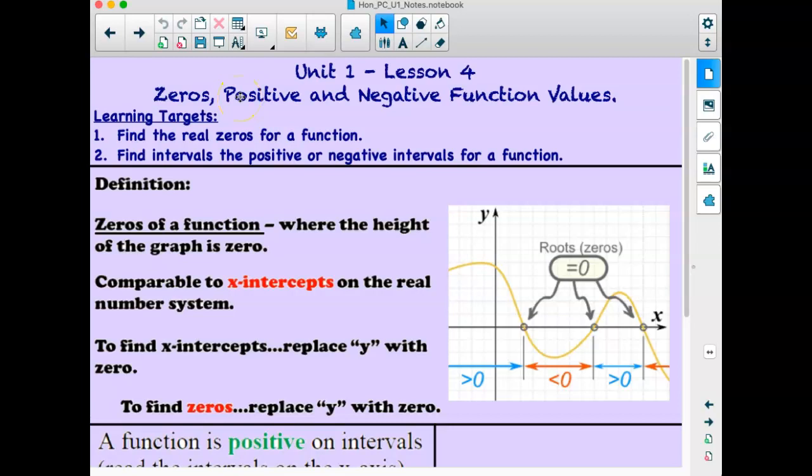All right, so we are going to go ahead and go through Unit 1, Section 4, zeros, positive and negative function values. And this is pretty straightforward if you understand the increasing and decreasing, max and min stuff that we have already done.